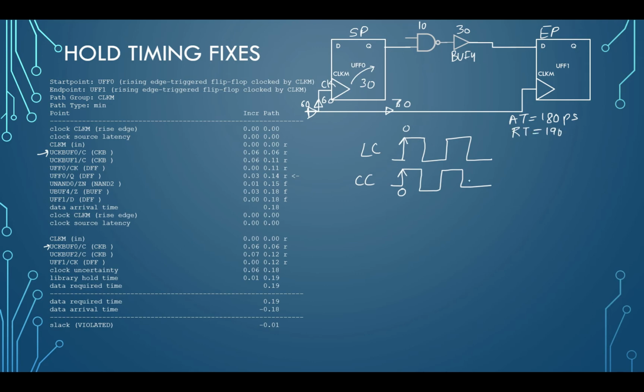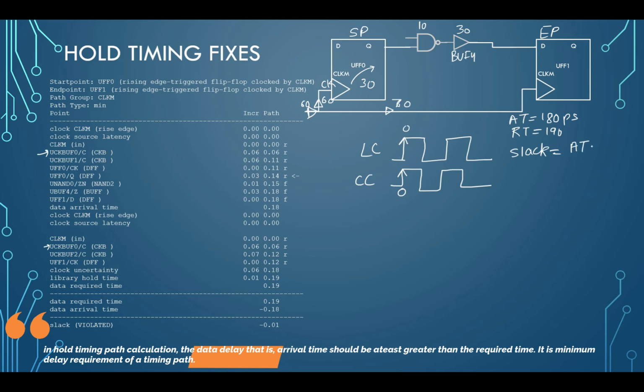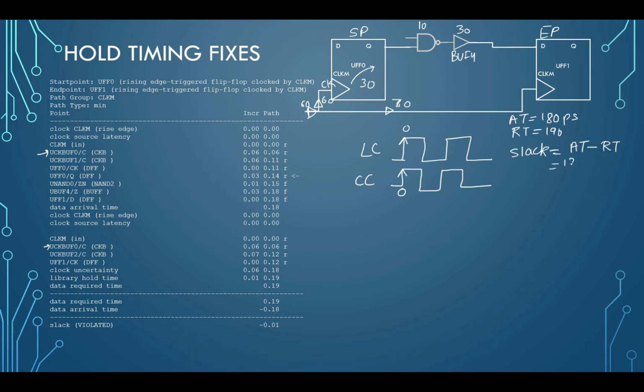Now, in the case of hold, how do we calculate the slack? We calculate the slack like this: arrival time should be greater than required time, so that the data has at least this much delay. But we see it is actually lesser, and the slack is violating by 10 PS. In nanoseconds, it is minus 0.01. So this is violating by 10 PS. Now that we know there is a violation in this path, what can we do to fix it? We know this is the minimum requirement of the data path delay, so we should increase the delay in this path.